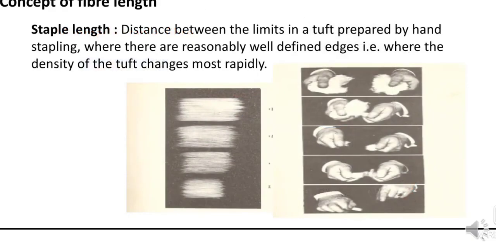So how to interpret the length of the cotton fiber, which contains a lot of variations. Earlier, when there were no instruments available for testing, people used to refer to the term called staple length. Staple length is defined as the distance between the limits in a tuft prepared by hand stapling where there are reasonably well-defined edges. That is, where the density of the tuft changes more rapidly.